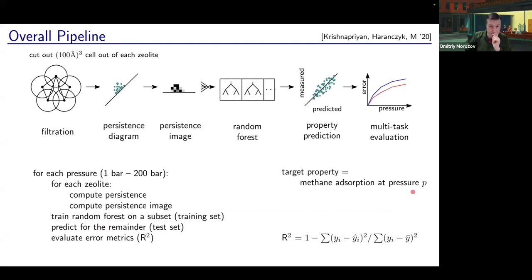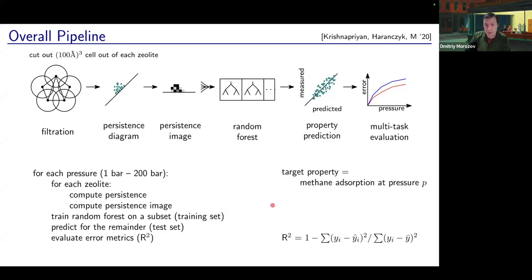So the overall pipeline is the following: we take our material, we grow balls around its atoms. So we compute the persistence diagrams, we turn them into persistence images, and then we train the machine learning model that is a random forest, and we use it to predict, and we train it on a particular property. So our target property is methane adsorption, so how much methane the material can absorb at a given pressure. We predict this property and we measure the error. And we're going to evaluate this across a range of pressures. So for every pressure, you get a certain absorption rate, and you can compare how well your prediction works for different pressures. So that's the pipeline.